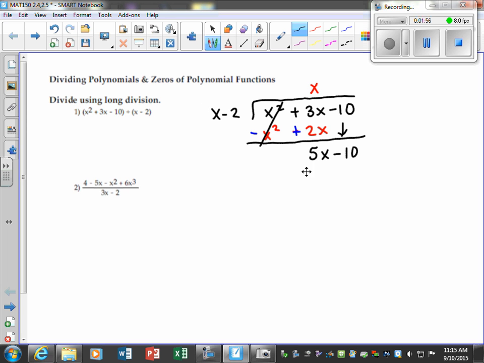This times what would give me this? We need a 5, good. It's a positive 5, so I put plus 5. Now we want to multiply it back. 5 times x is 5x. Then 5 times negative 2 is negative 10, and then our subtraction step changes the signs. That goes away, and that goes away, so our answer is going to be x plus 5.